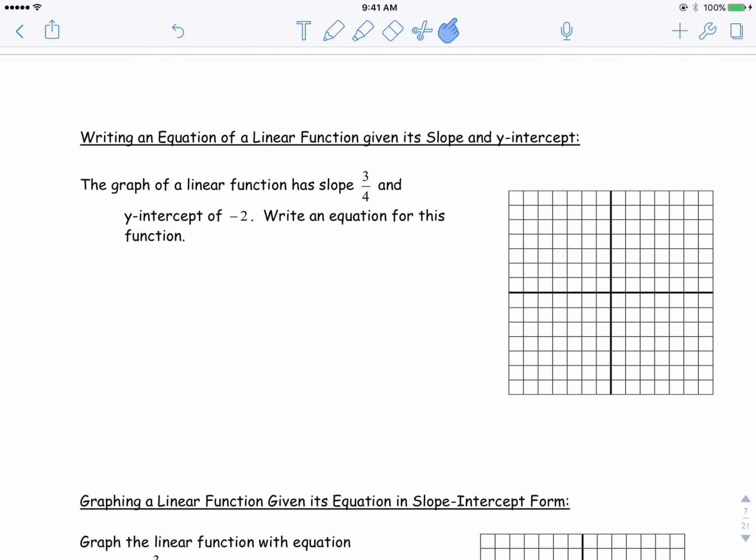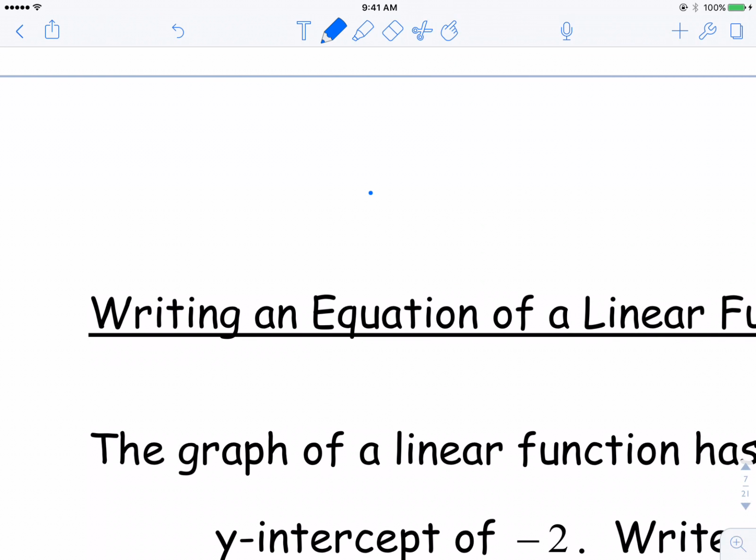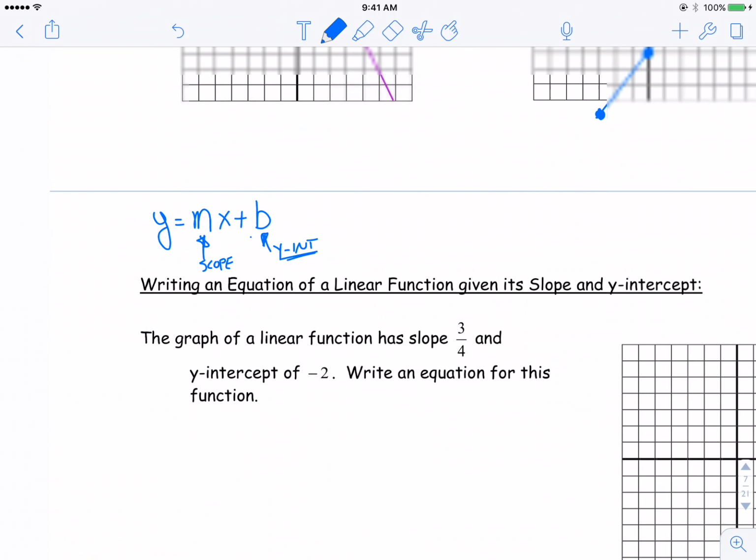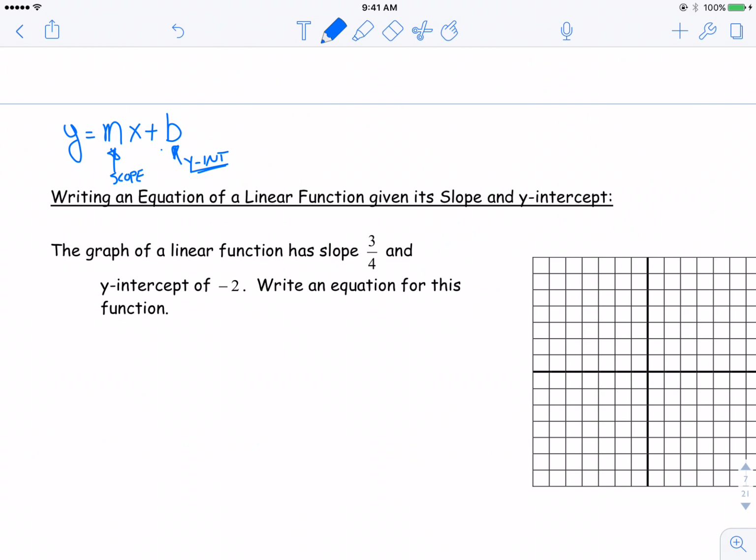So now I'm going to show you the beauty of this formula. The slope-intercept formula, this being the slope, m, and b being our y-intercept, where it crosses the y-axis. Here's the beauty of graphing using the slope-intercept form.